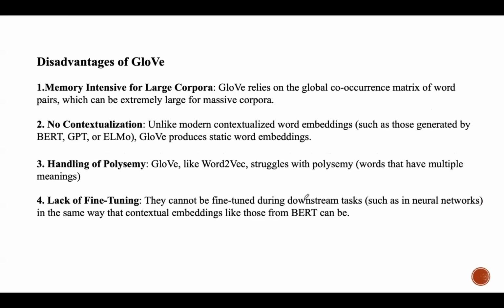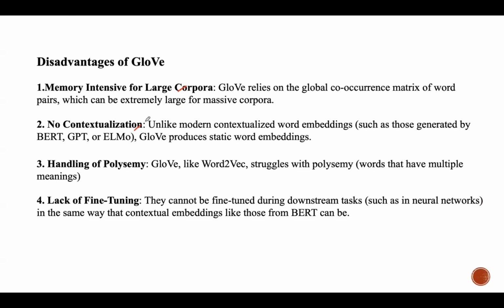Disadvantages. The first one is that it is memory intensive for large corpora. GloVe uses a co-occurrence matrix that can become very large and sparse when dealing with large corpora, especially when the vocabulary is extensive. The matrix can consume significant memory, which can become problematic for extremely large datasets. Then there is no contextualization.